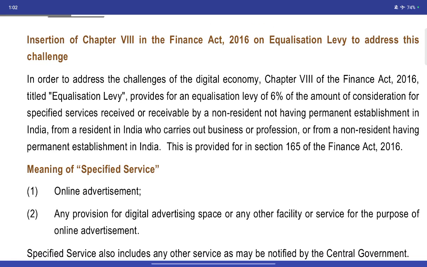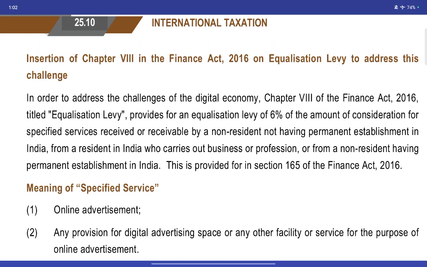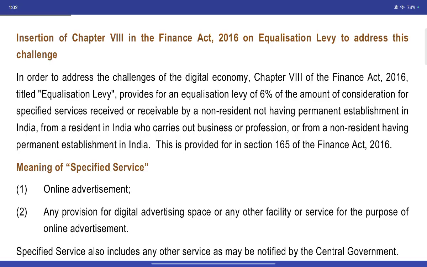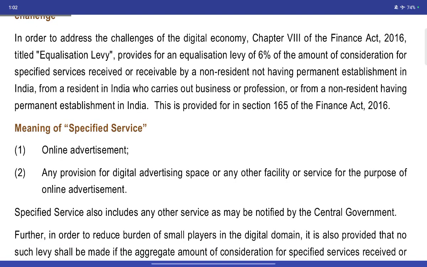Insertion of Chapter 8 of the Finance Act 2016 and the equalization levy in addressing two challenges. In order to address the challenges of the digital economy, Chapter 8 of the Finance Act 2016, the equalization levy, provides an equalization levy of 6% on the amount of consideration for specified services received or receivable by a non-resident not having a permanent establishment in India from a resident in India who carries out business or profession, or from a non-resident having a permanent establishment in India.